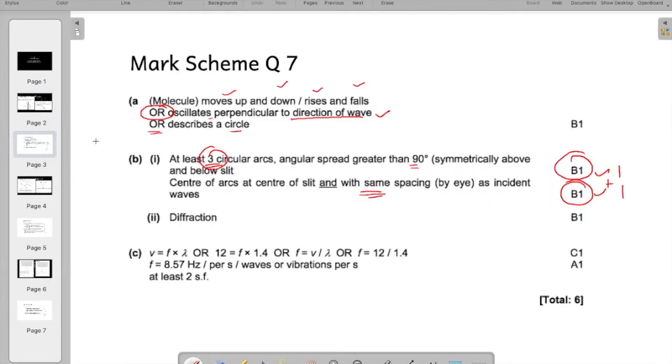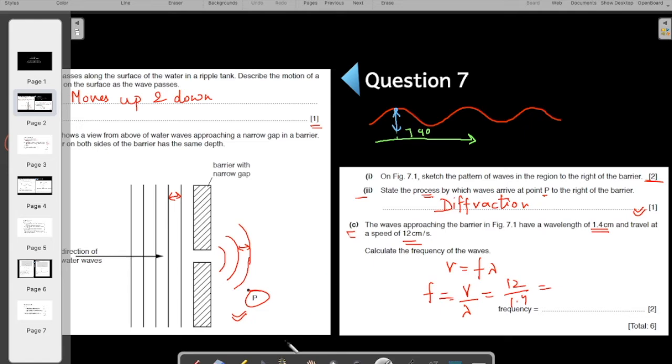Let us look at the mark scheme. They are also writing the formula. It is always a good approach that you write the formula. v equals f lambda. Substitute the values and find the value of f, which is 12 over 1.4, which is 8.57 Hertz. Correct to at least two significant figures, 8.57. Your answer should ultimately be 8.57 Hertz.